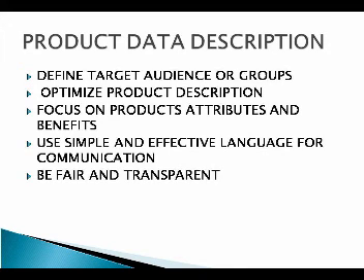So some of the steps or strategies involved in writing product description are listed. Define target audience or groups. So who are the buyers of the product and their needs, or what explanation does the product require? What exactly is the target audience, what audience information can be provided to the target group? So these are some of the key questions that need to be addressed in regard to target audience or groups. Optimize product description and focus on product attributes and benefits.